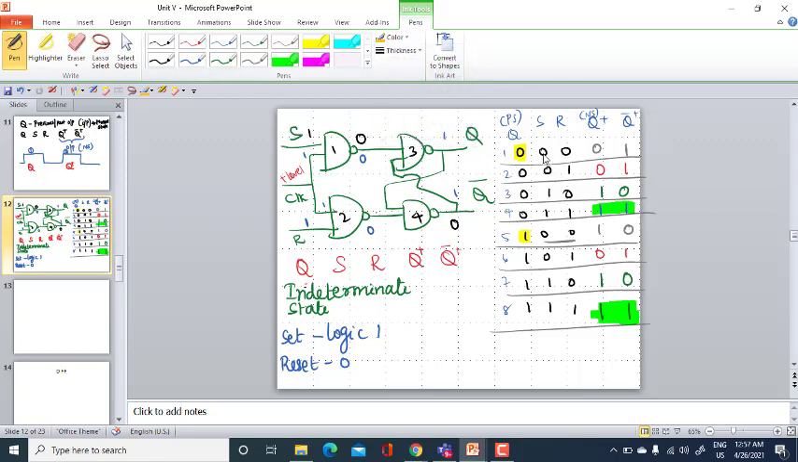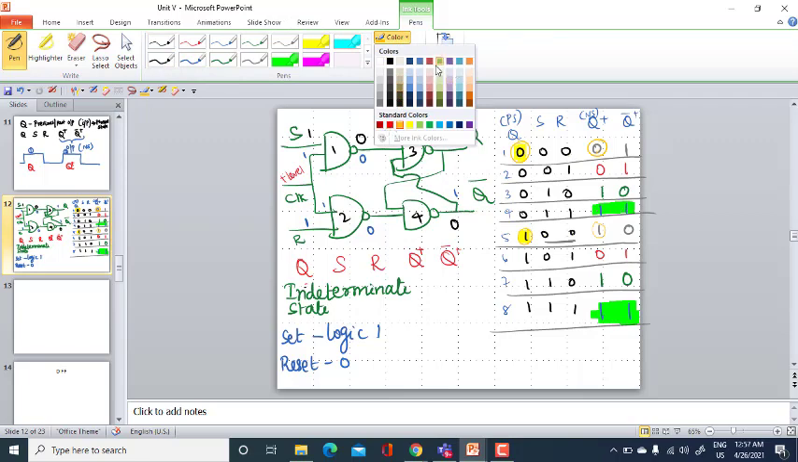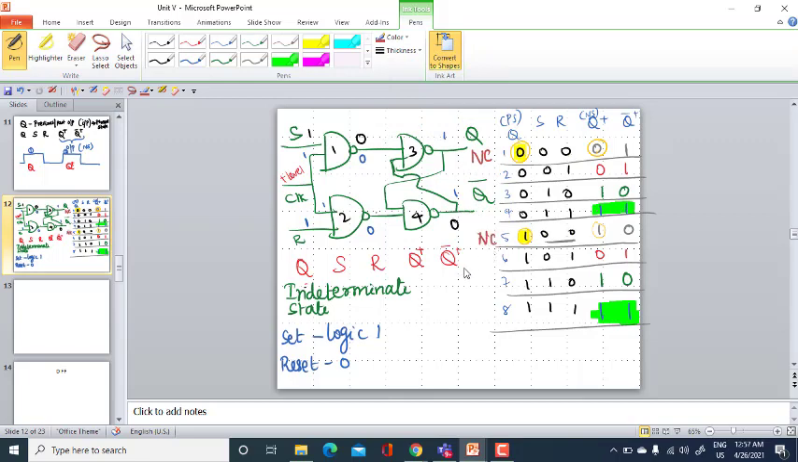For the input combination 0 and 0, the next state is same as the present state. Look here, for the input combination 0 and 0, the next state is same as the present state. Hence, these two states are said to be no change states because the next state is same as the present state.